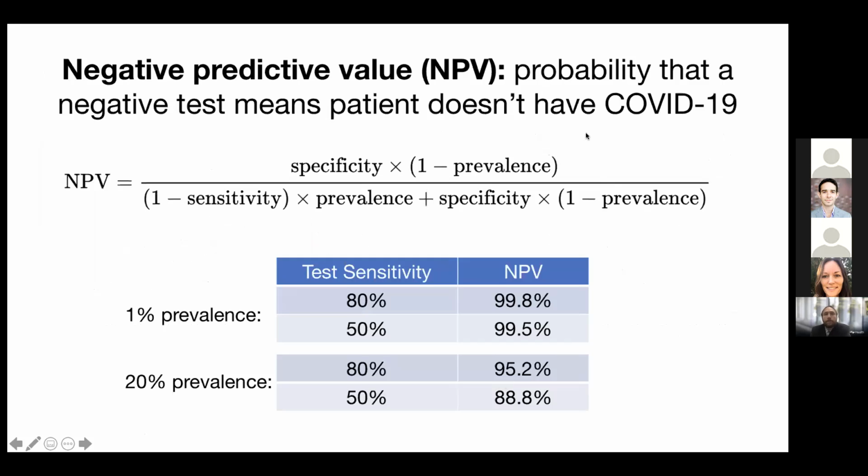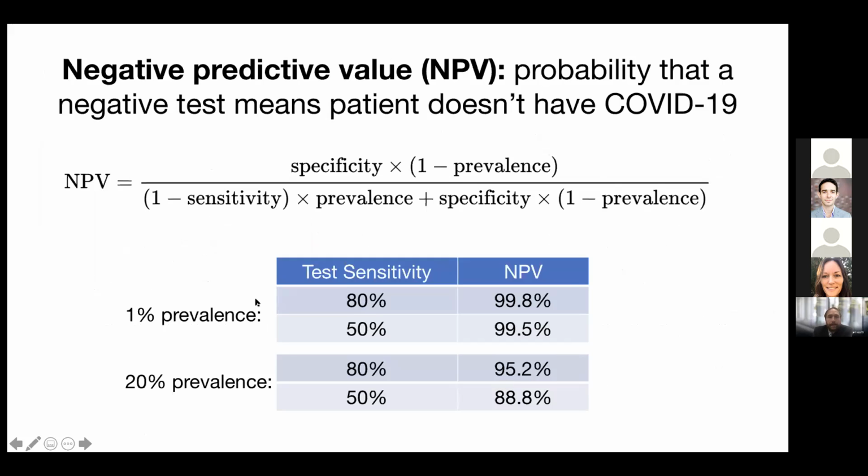Okay, I want to bring up the concept of negative predictive value, something that probably many of you have thought about, but it has relevance for diagnostic testing. It is the probability that a negative test means the patient doesn't have COVID. And it's a useful metric to keep in mind because it varies with the prevalence of disease in a population, and it helps inform when we might need a more or less sensitive test.